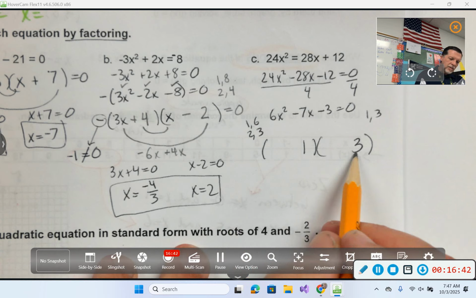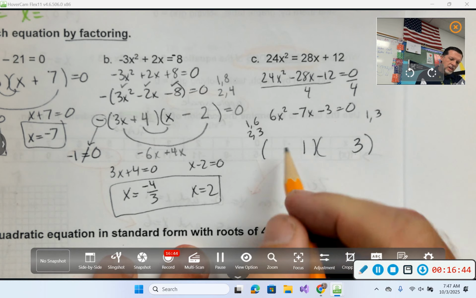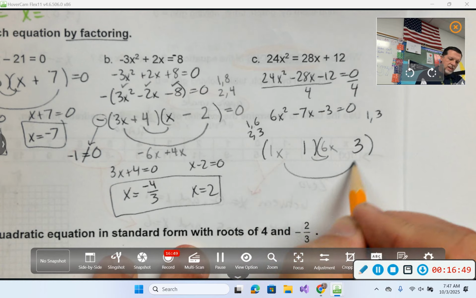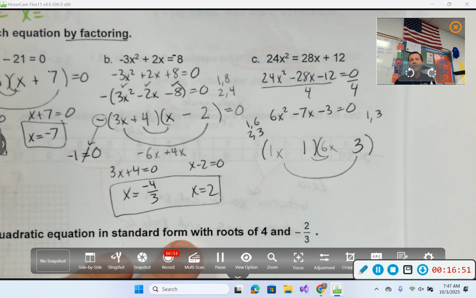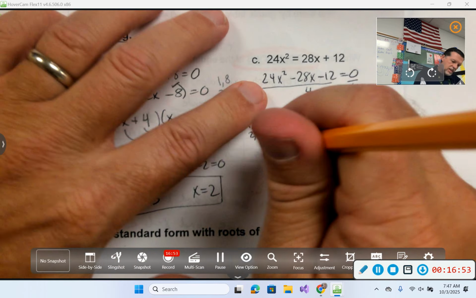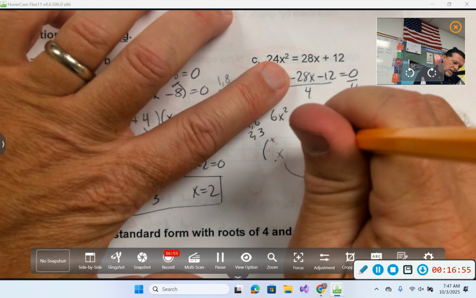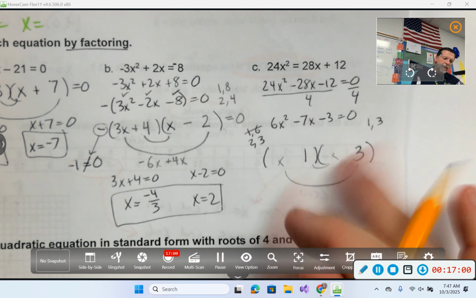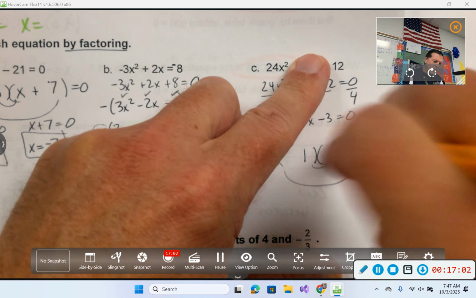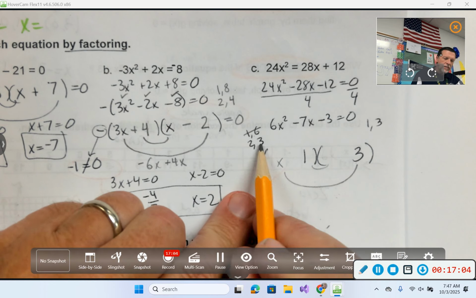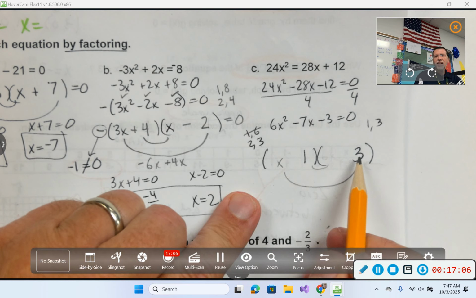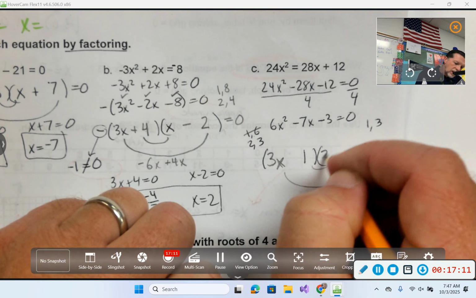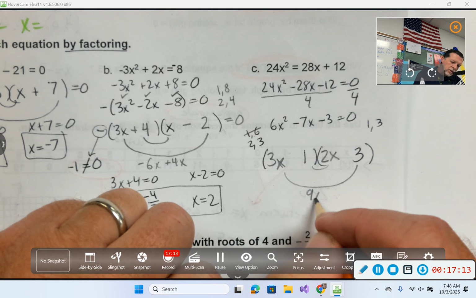Let's see. I don't think I want 6 across from 3. If I do that, that's not going to get me to 7. So I need to use the 2 and the 3. And again, if you can do a little math in your head, you can really speed this up, right? If I put the 3 across from the 3, that makes 9. 9 minus 2 is 7. So let's put the 3 across from the 3.